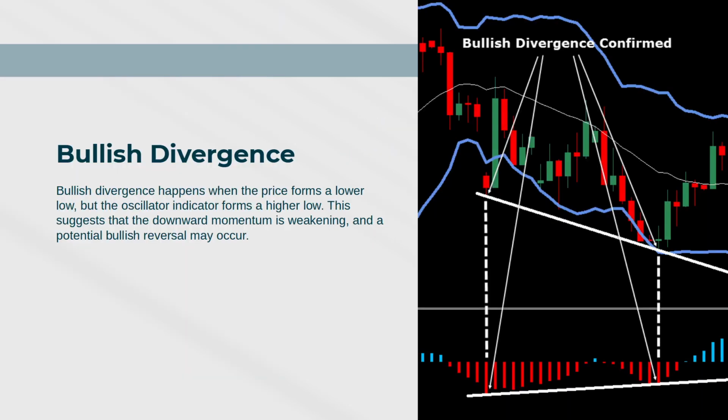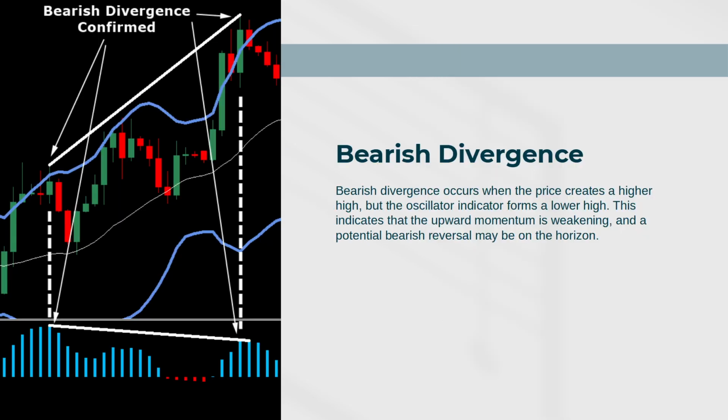Bullish divergence. Bullish divergence happens when the price forms a lower low, but the oscillator indicator forms a higher low. This suggests that the downward momentum is weakening, and a potential bullish reversal may occur. Bearish divergence. Bearish divergence occurs when the price creates a higher high, but the oscillator indicator forms a lower high. This indicates that the upward momentum is weakening and a potential bearish reversal may be on the horizon.